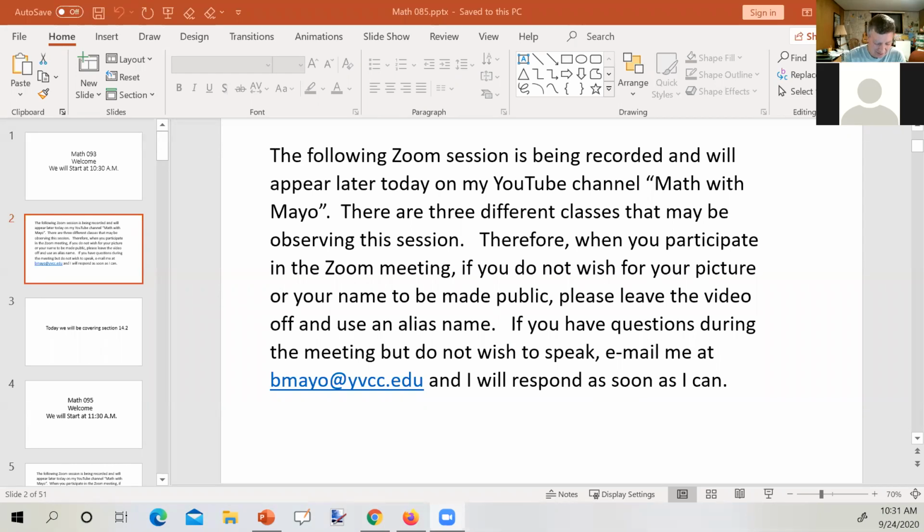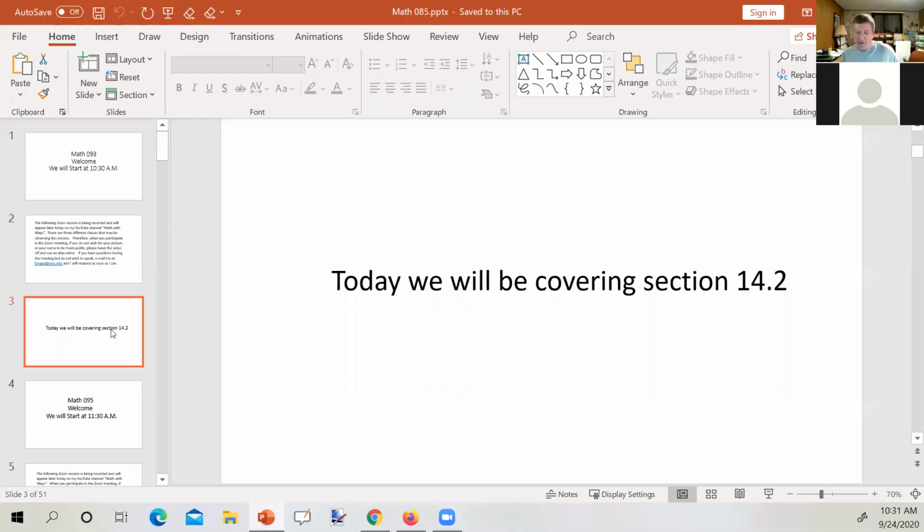Okay, so today we're going to be covering section 14.2 eventually, but I have some requests for problems from 14.1, so I'm going to start with those, and then I'll take other questions if you have them. Can everybody see the thing that says today we will be covering section 14.2? Have I got that on correctly? Yes. Okay, great. Thank you.